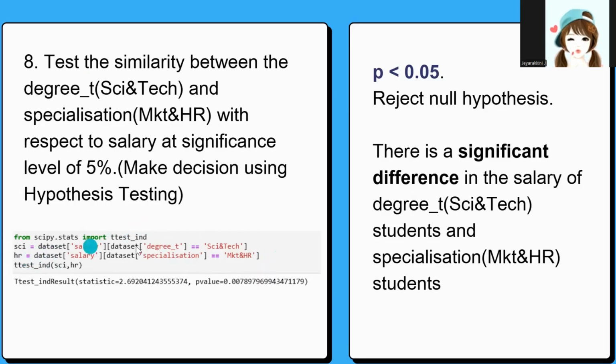After taking the two groups into two different variable names, Sci and HR, I'm running the t-test and we are getting a value of 0.007. And this is less than our 5% significance level. What this indicates is there is a significant difference in the salary of these two groups. In simple terms, the students whose degree is in science and tech, and those students who have done their specialization in marketing and HR, are getting different salaries. Their salaries are not in the same range.